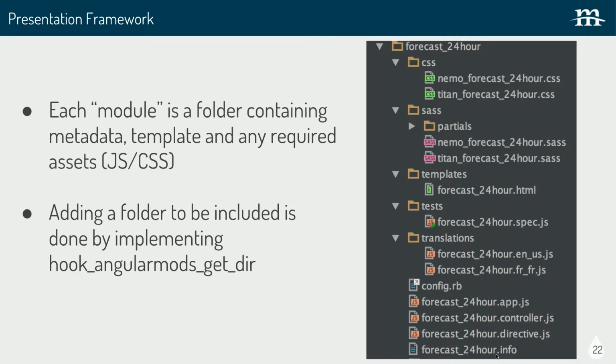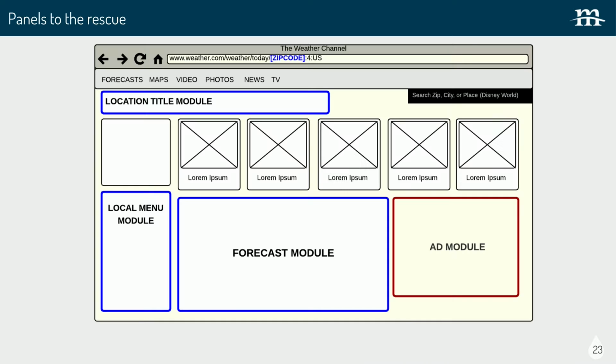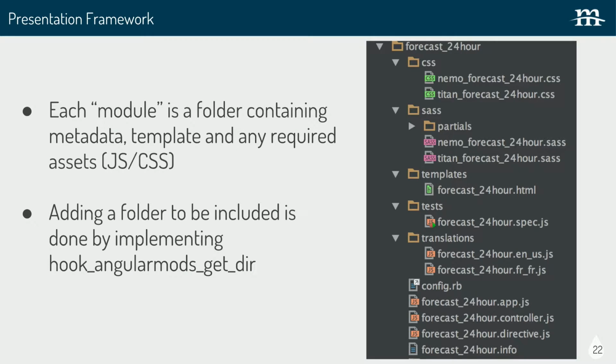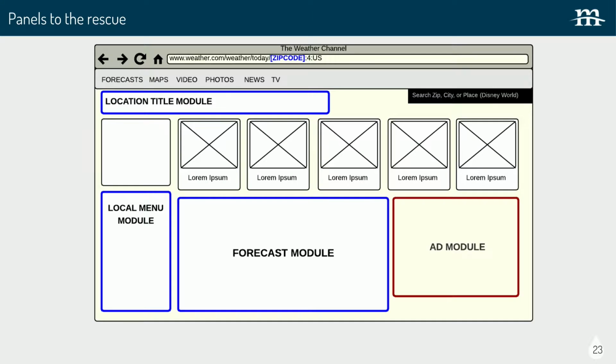And this is just a small JSON structured file full of metadata about this component that declares it out to Drupal. So what the Drupal presentation framework does is it walks all these directories and looks for these info files. And for each one that it finds, it turns those into panels panes that Panels is aware of. So that forecast, 24-hour forecast module you see here becomes the forecast module that you can place on a page as a panel pane.